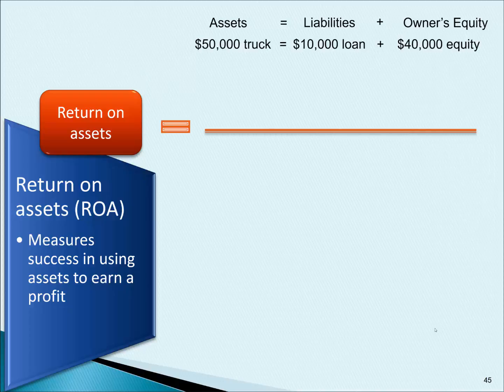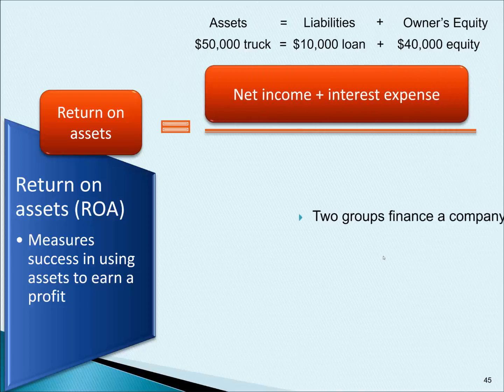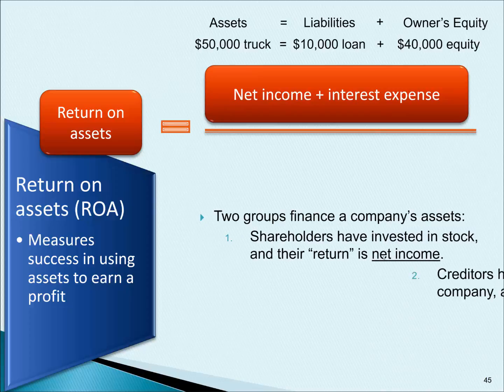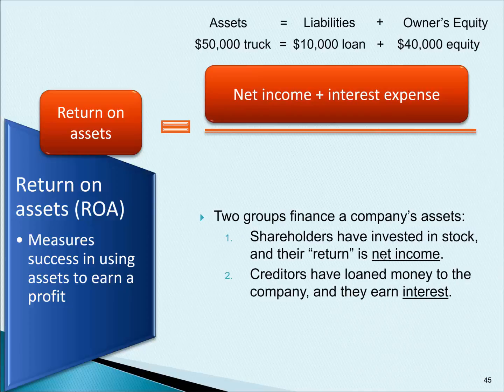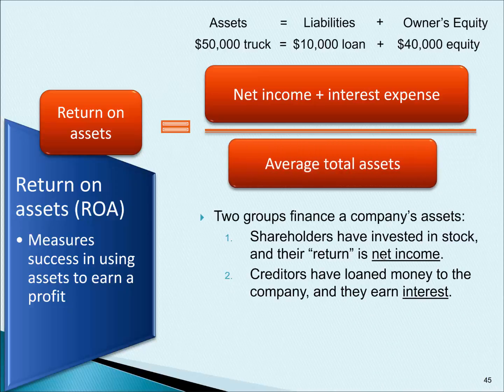So the numerator of the equation is the return of these two groups divided by assets. So what is the return of creditors? The return of creditors is the interest expense that the company pays. What's the return of the owners? The owner's return is net income. So the top part of the formula is net income plus interest expense. And then the bottom, we're going to divide by average total assets.